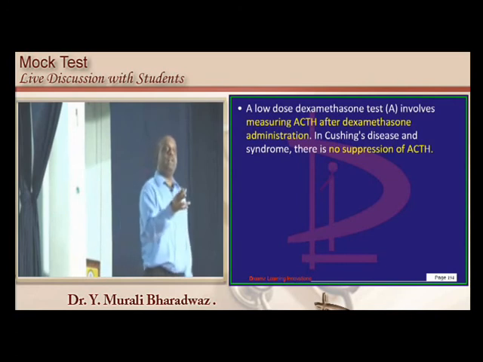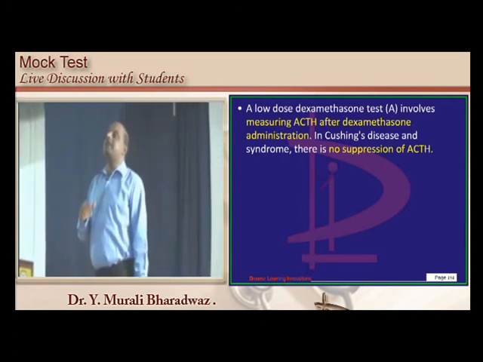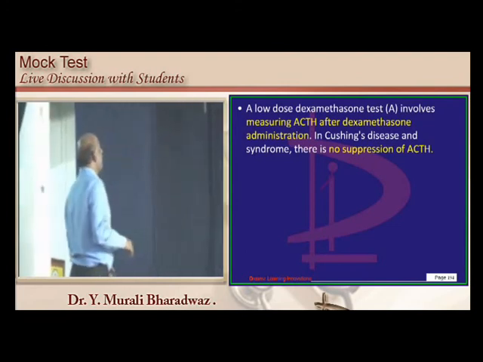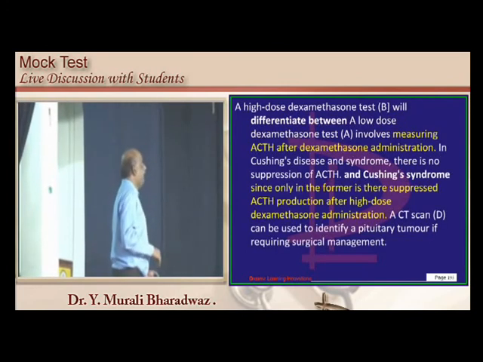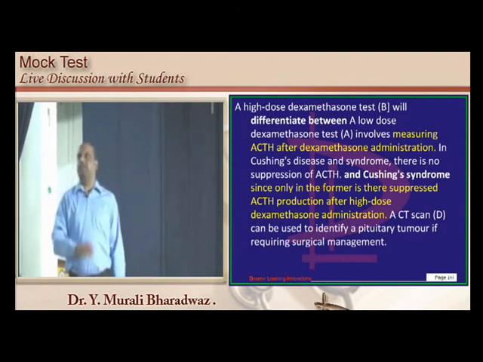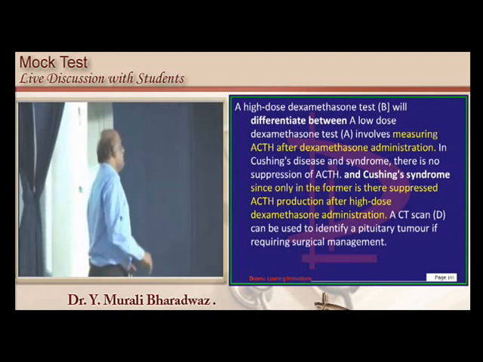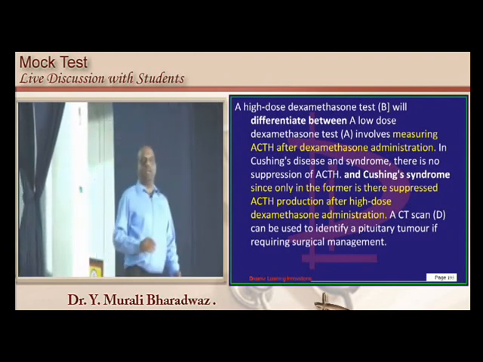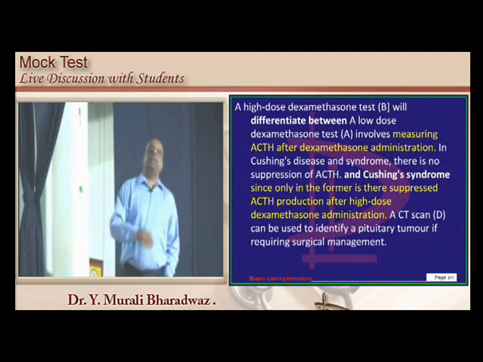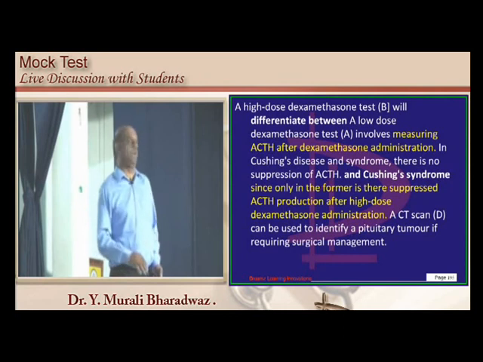Then you want to differentiate whether it is due to Cushing's disease or Cushing's syndrome. If at all it is due to a pituitary adenoma which is producing excessive ACTH, you call it as Cushing's disease. Whereas any other cause like ectopic ACTH production, etc., any other cause of high ACTH is called Cushing's syndrome.